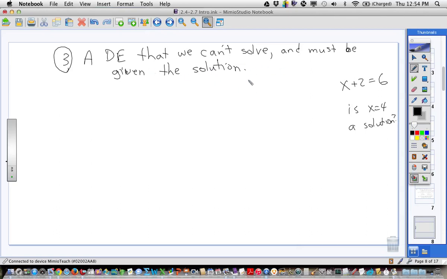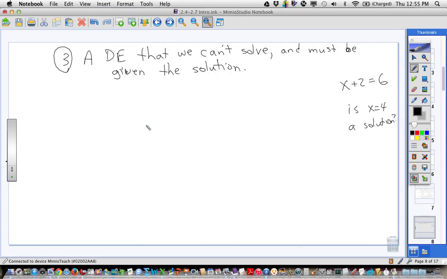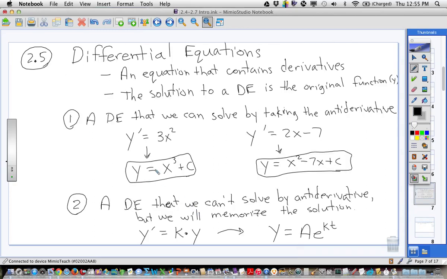We'll have a differential equation we don't know how to solve. They'll give us a proposed solution and they'll ask us, is it a solution? Well, what will we do? We'll plug it in. Okay? And so let's do one of those right now. We already did a couple examples of these that we can solve. Well, let's do one like this. Let me just write off to the side here. So if I gave you a problem, y prime equals 0.06y, right?